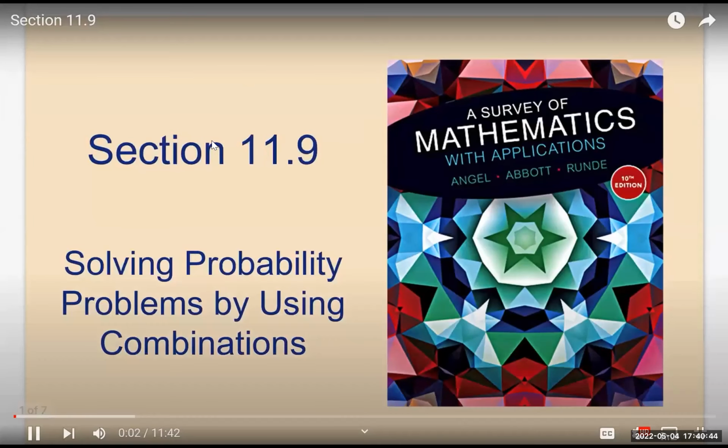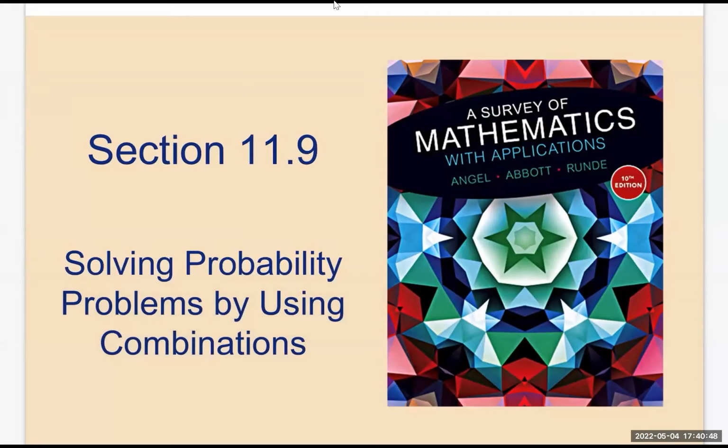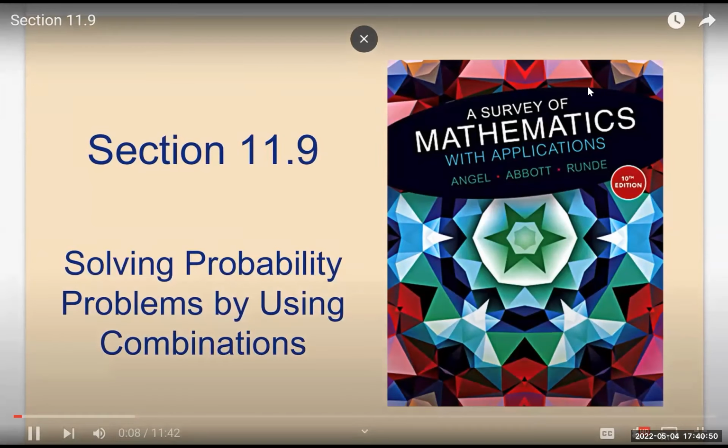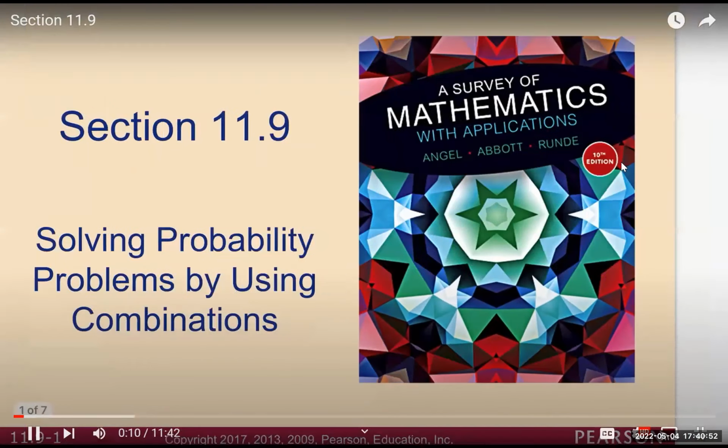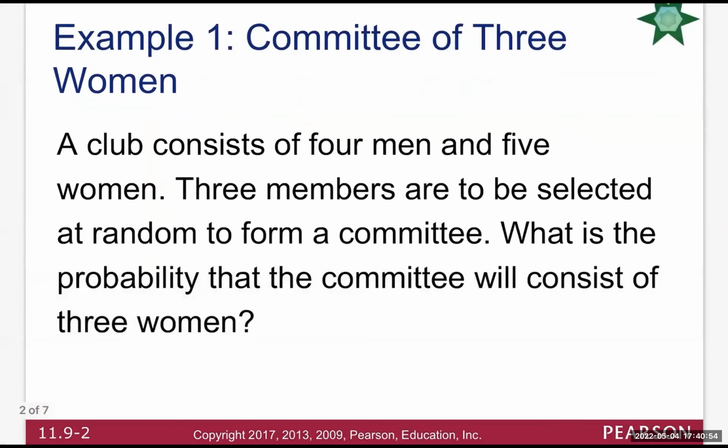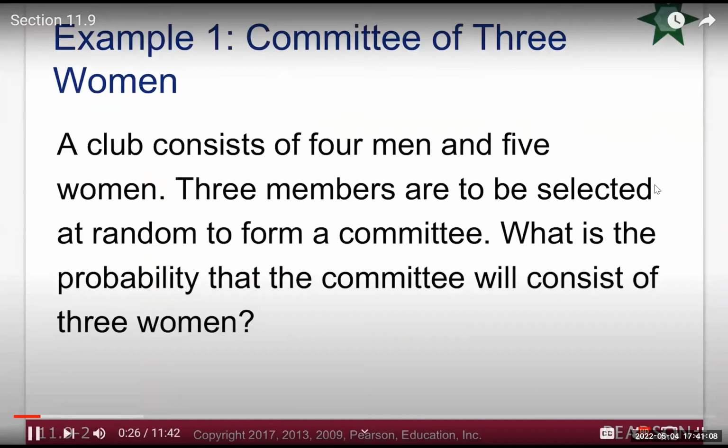Hello class, this is section 11.9, solving probability problems by using combinations. So let's take a look at what this section is all about. Here we have an example with a committee of 3 women. A club consists of 4 men and 5 women. 3 members are to be selected at random to form a committee. What is the probability that the committee will consist of 3 women?